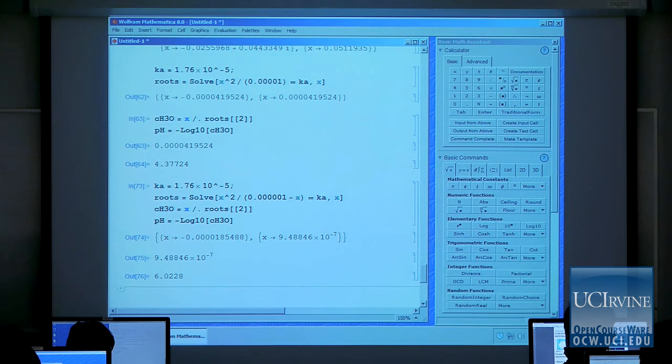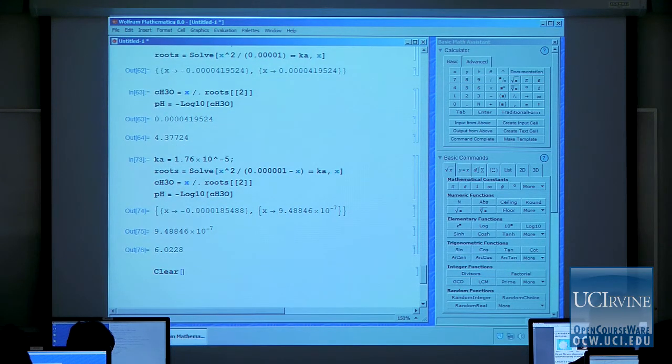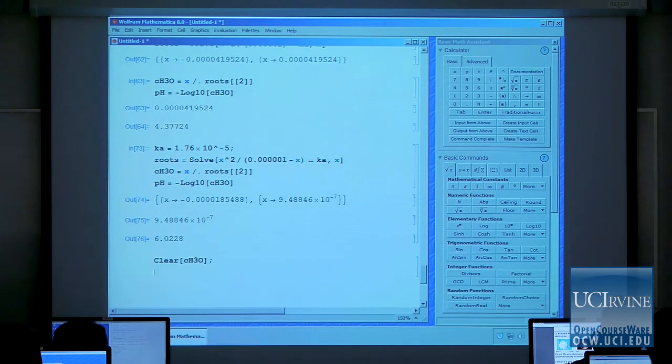So what I'm going to do now is clear CH3O, because we used that already. And then I think we're OK. All right, so now I'm going to make a list of our equations. And I'm going to write them in a way that they're easy to see. So I'm going to say equations equals return.